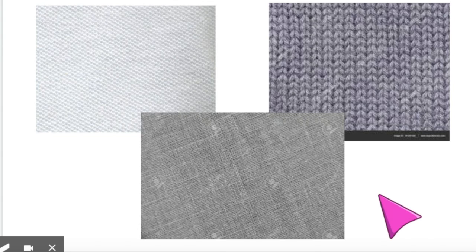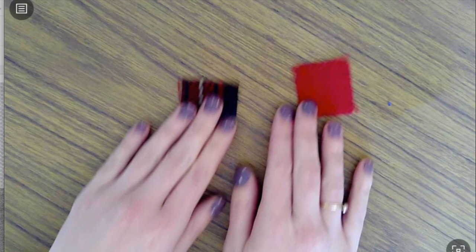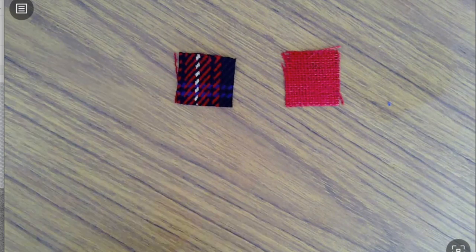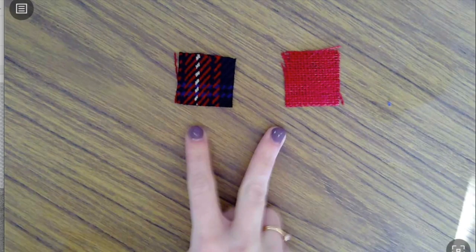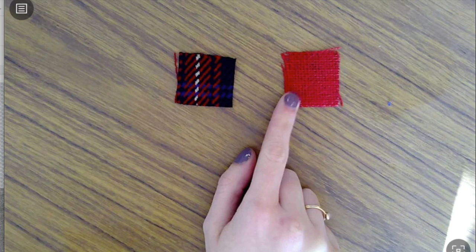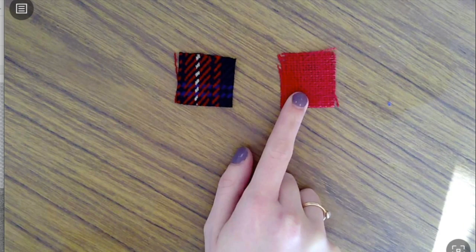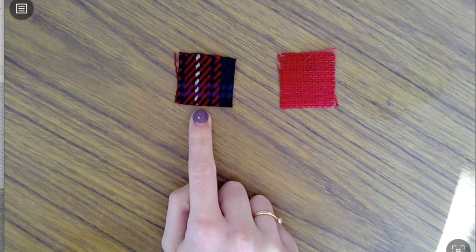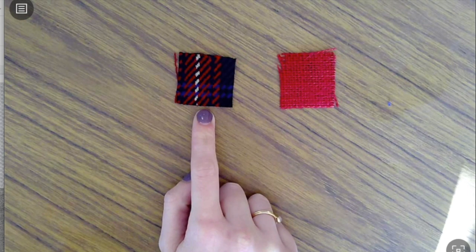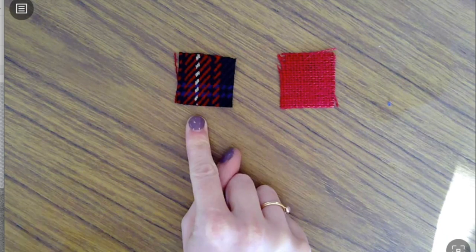So today, friends, I'm going to show you two of our fabric samples. We're going to talk about how people or machines put together the threads to make the fabric. If you look here on my screen, I have two different samples. This first sample is called cloth burlap, and this sample is called wool plaid.